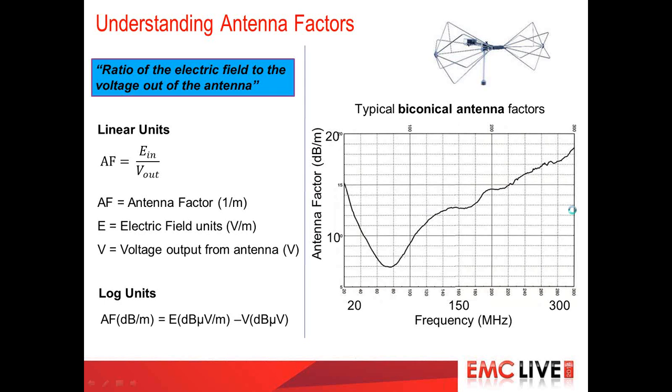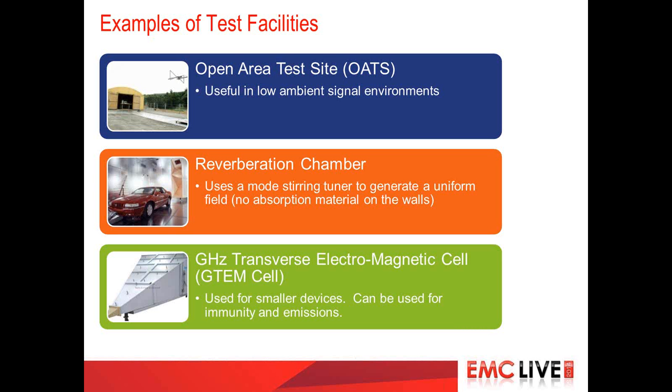Other options, less commonly used, are reverberation chambers. These are chambers that do not have any kind of anechoic material on the wall, no absorption material. And they'll actually use what's called a stirring tuner to actually get a uniform field. So they want the signals to bounce and to get standing waves, and then they create a uniform field.